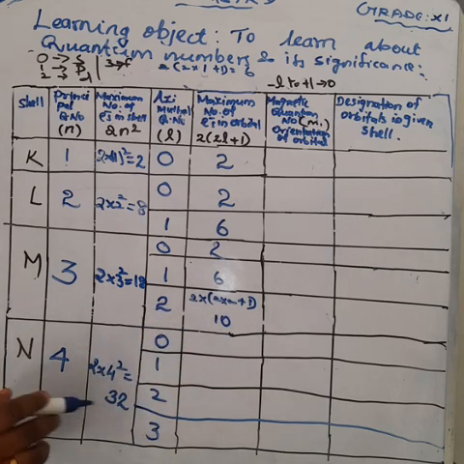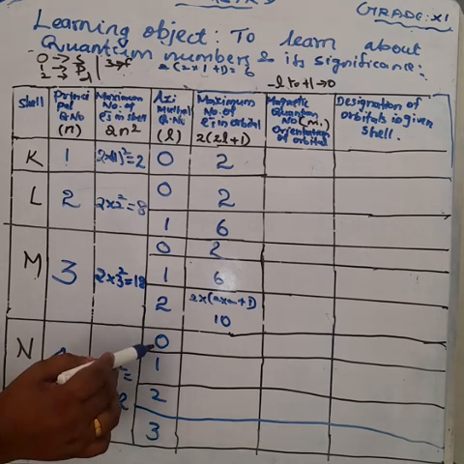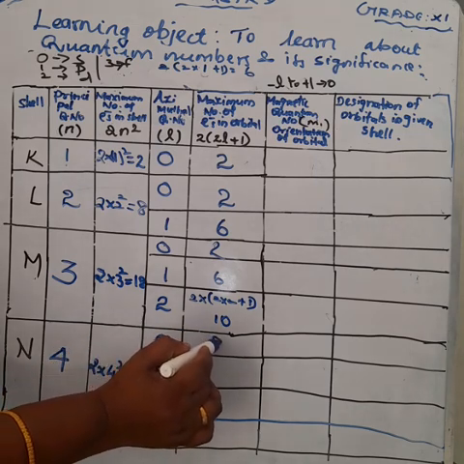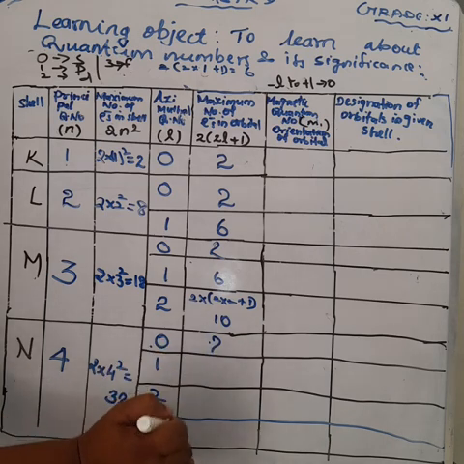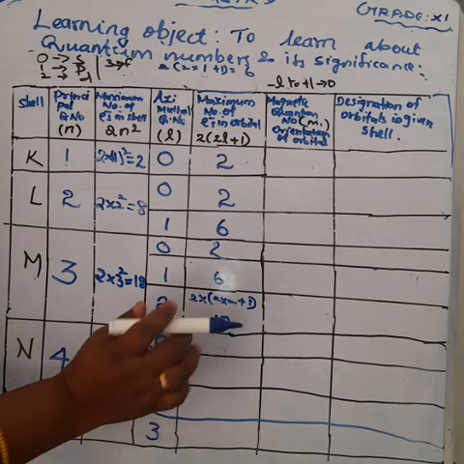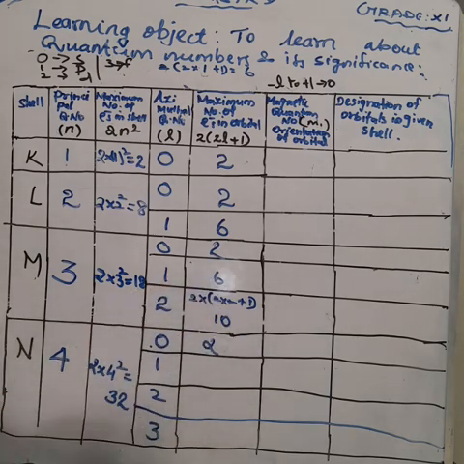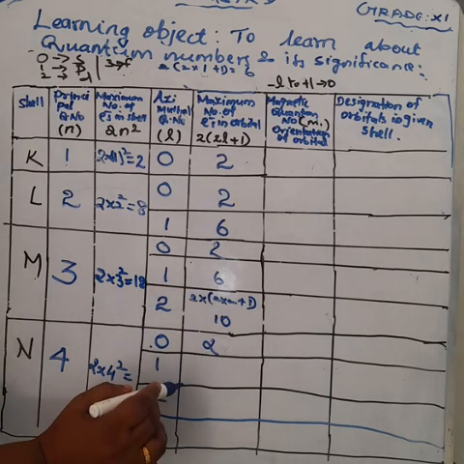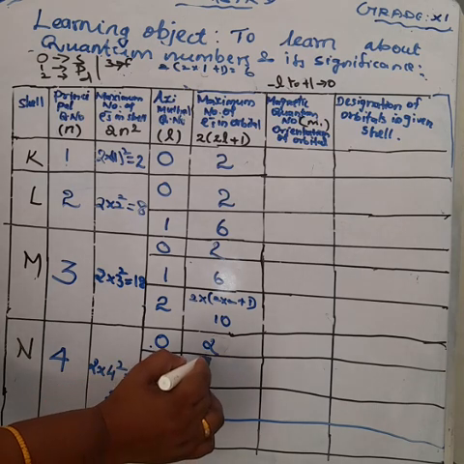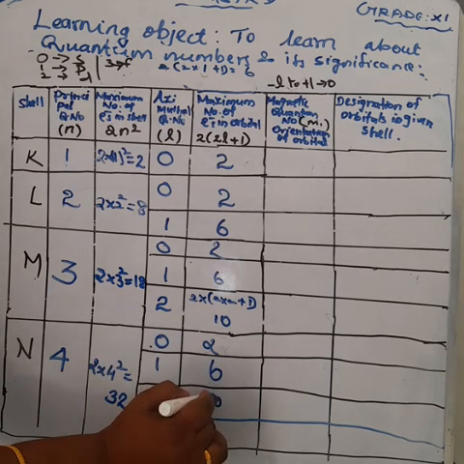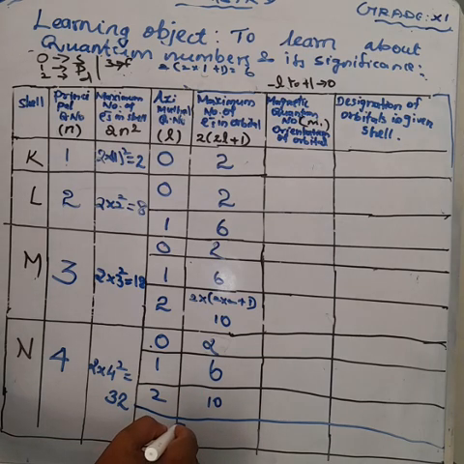Okay. And the fourth shell is divided into 4 subshells, 0, 1, 2, 3. 0 means S subshell, then P, D and F. So here, how many electrons can we occupy in the S orbital? 2 electrons, according to this formula. And the P orbital holds 6 electrons, the D orbital 10 electrons, and the F orbital a maximum of 14 electrons.